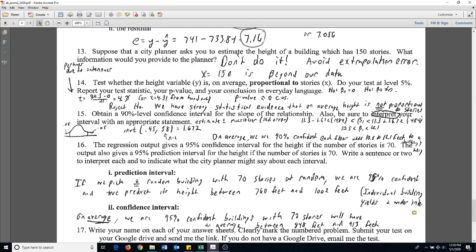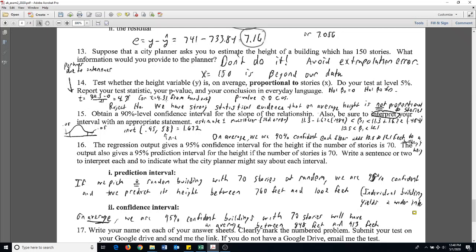Number 14, a little reminder: proportional means that y is equal to k times x and that the y-intercept is 0. So here you're testing whether beta naught is 0, and the alternative is that it's not 0. You calculate the t-value, and since the p-value from the t-value is close to 0, you can reject. So there is strong statistical evidence that it's not proportional. One of the nice things about writing down the null and alternative hypotheses is that after you do all these calculations, you're like, okay, what was I testing? So you can go back and look at it.